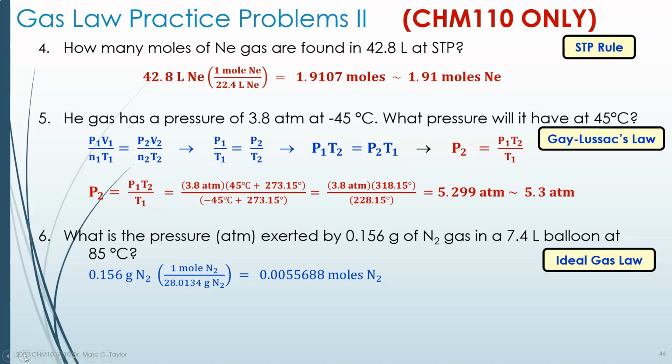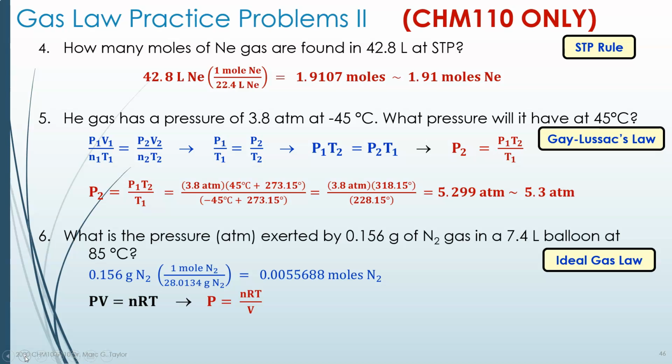And it's a very small number, 0.0055688 moles of nitrogen. And I haven't rounded it. We want to avoid rounding errors. But now we have our number of moles, we have our volume, and we have our temperature, which still needs to be converted to Kelvin. And we can do that in the equation, but let's first look at the ideal gas law equation.